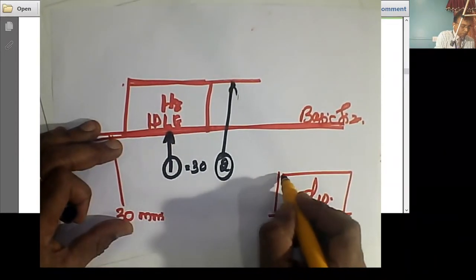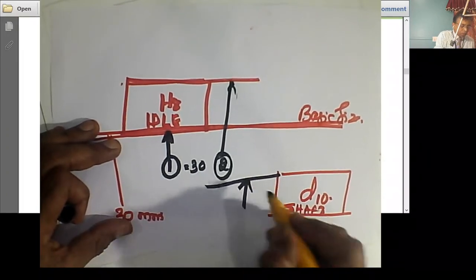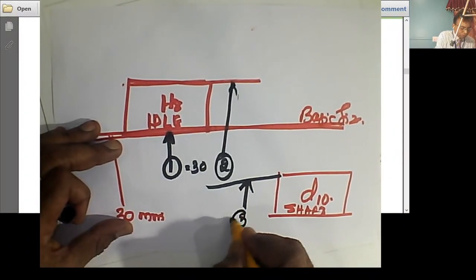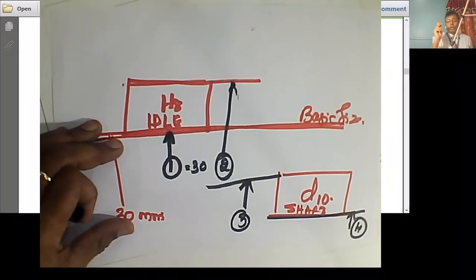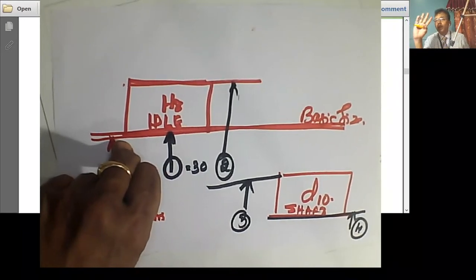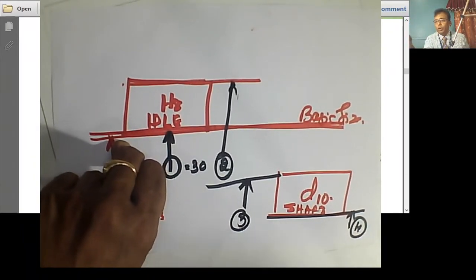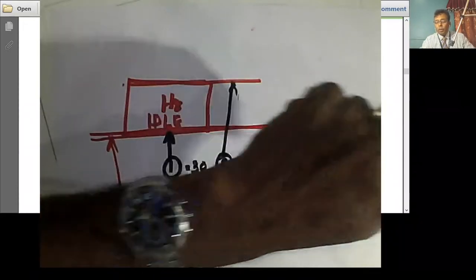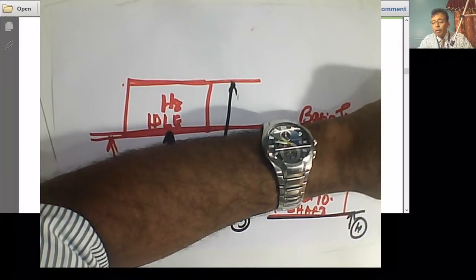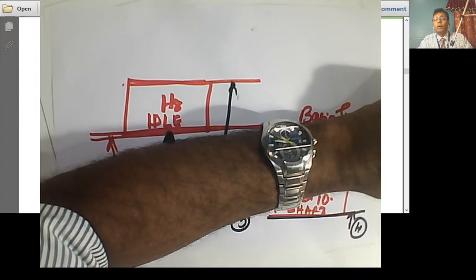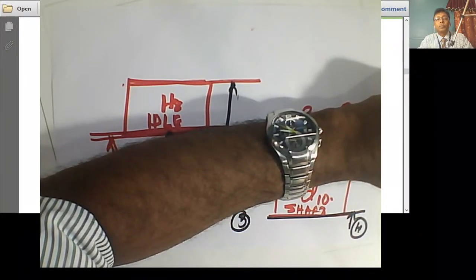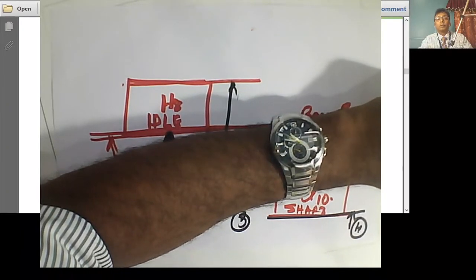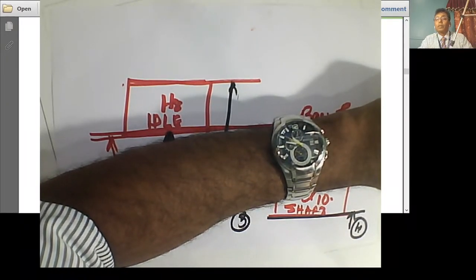Next, we need to find out the maximum size of the shaft, number 3. Next, minimum size of the shaft, number 4. 1, 2, 3, 4, if you find out these 4 values, your problem is over. That's all. And how many marks? It gives you 12 marks. How much? 12 marks. Straight away pocketed 12 marks.